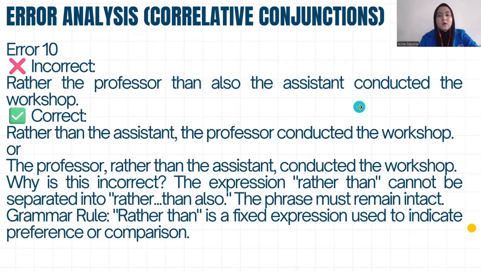And the last one is: whether the professor and also the assistant conducted the workshop. The correct one is: rather than the assistant, the professor conducted the workshop, or the professor, rather than the assistant, conducted the workshop. Why is this incorrect? The expression rather than cannot be separated into rather...than also. The phrase must remain intact. The grammar rule is: rather than is a fixed expression used to indicate preference or comparison.